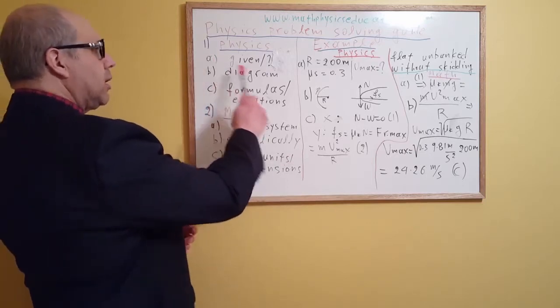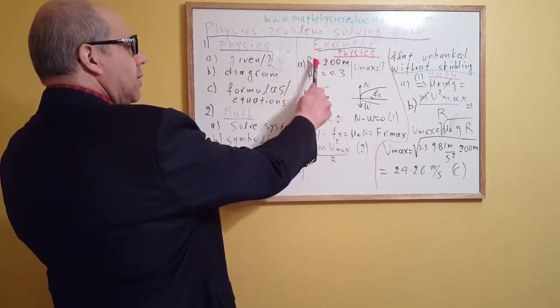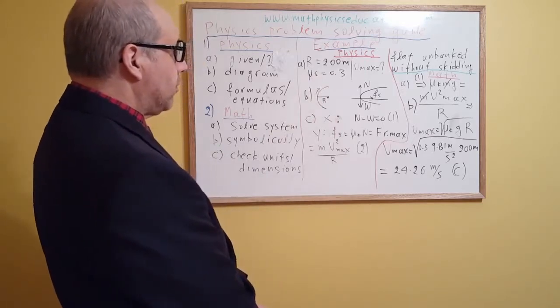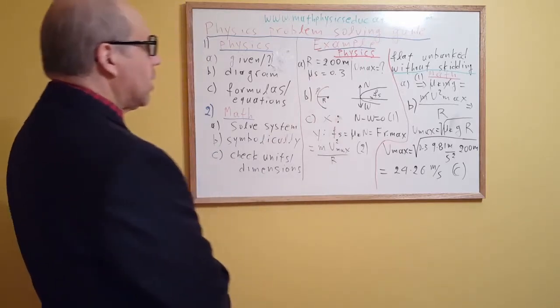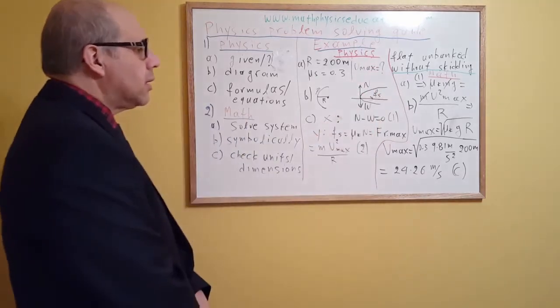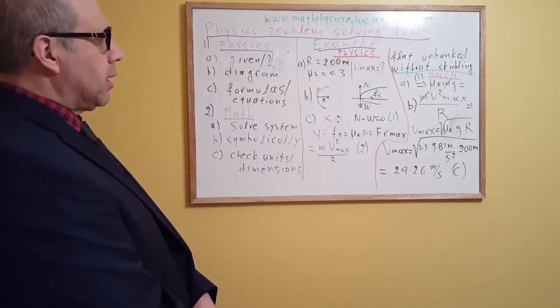Let's start with A. A, what is given? It is the radius R and the coefficient of static friction. And what we're looking to find? We're looking to find the maximum speed.